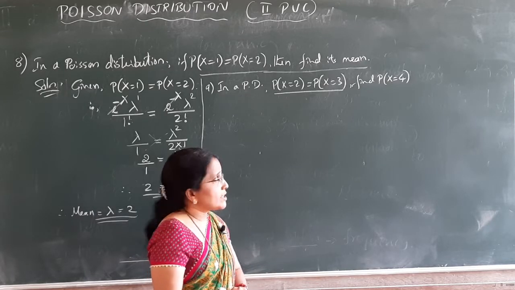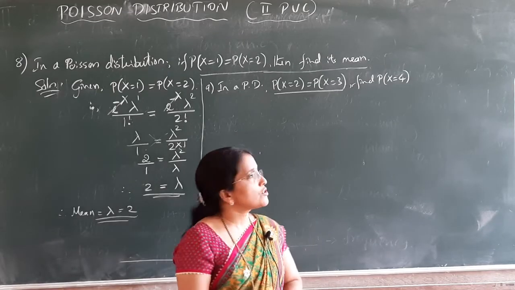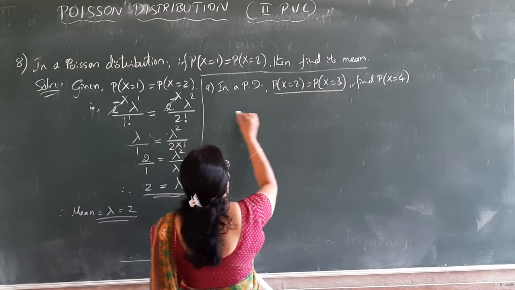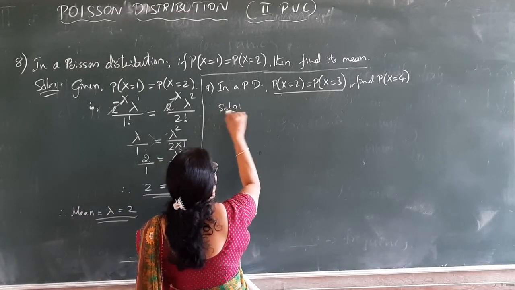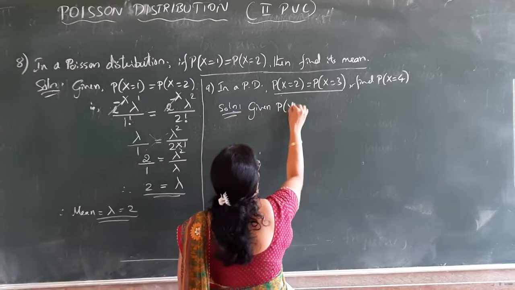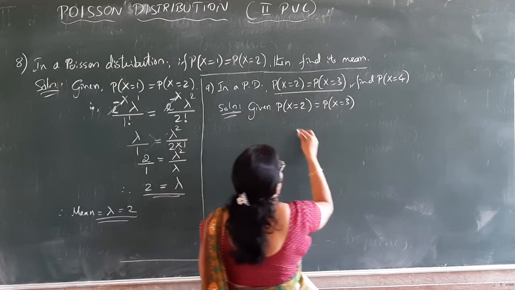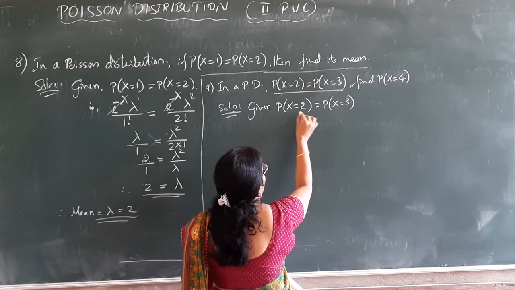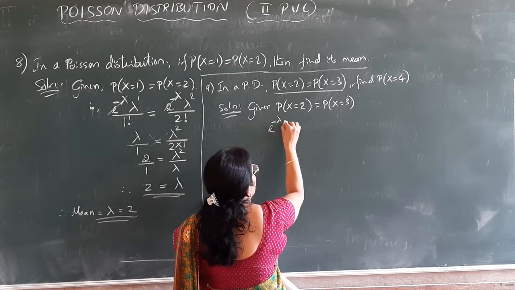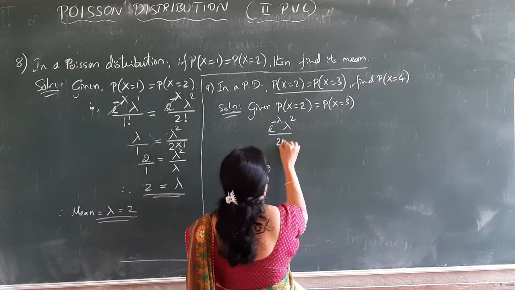lambda equal to something, as well as substituting the value of x in the probability mass function, we can get P of x is equal to 4. So first use the given information to find the value of the parameter. So given P of x equal to 2 equal to P of x equal to 3. Now P of x is equal to 2, that is e power minus lambda, lambda power 2 divided by 2 factorial.